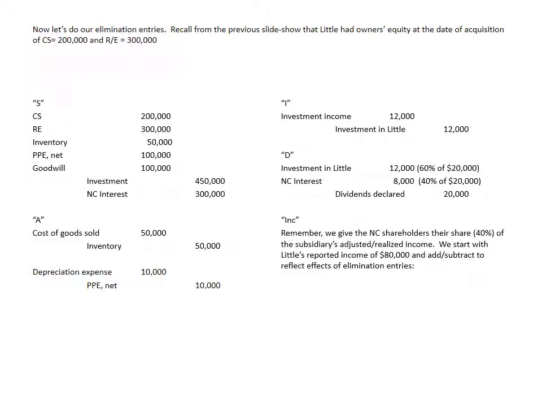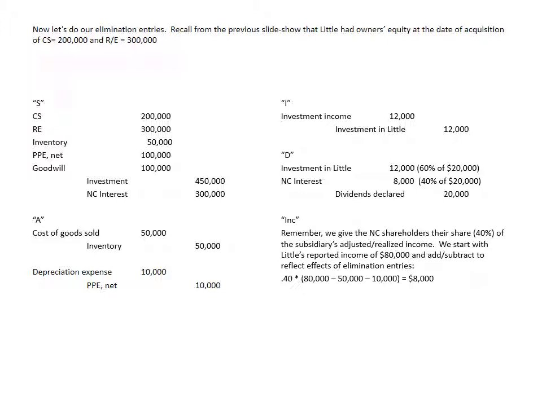Finally, the income to the non-controlling shareholders. Now remember, we're going to give the non-controlling shareholders their share, 40%, of the subsidiary's adjusted/realized income. We start with Little's reported income of $80,000 and then add or subtract to reflect the effects of the elimination entries. Now looking at the elimination entries, under the A entry for amortization, we have a $50,000 debit to cost of goods sold, so that's going to reduce income, and we have a $10,000 debit to depreciation expense, so that too is going to reduce income.